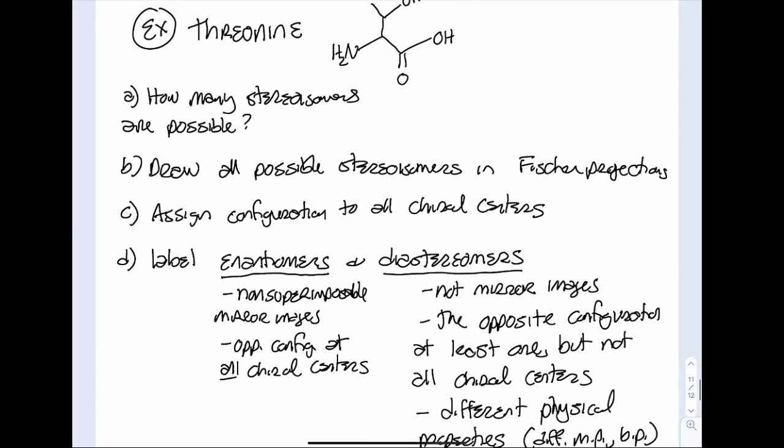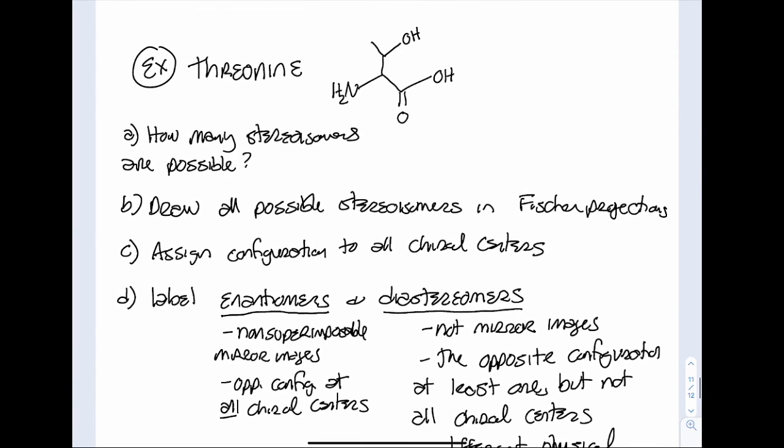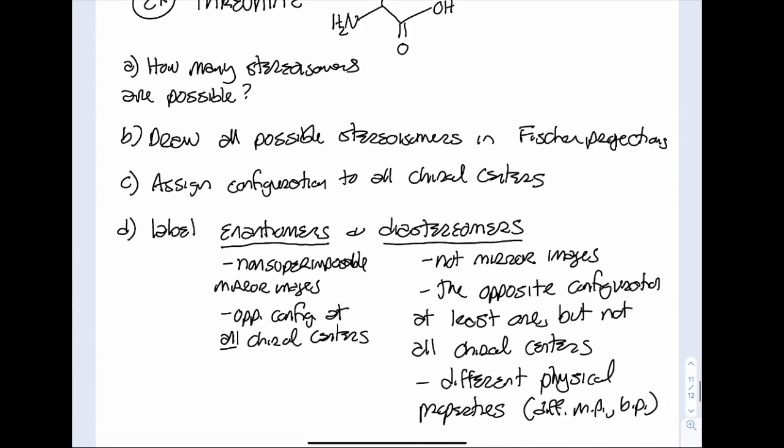Okay. So we have a lot to do. How many stereoisomers do we have? So we're going to figure out how many chiral centers we have, and then raise 2 to that number, and then we're going to draw all of them in a Fischer projection, which isn't as bad as it sounds. I'll walk you through it. We're going to assign configuration, and then we're going to label our pairs.